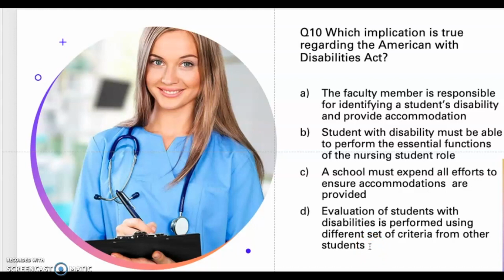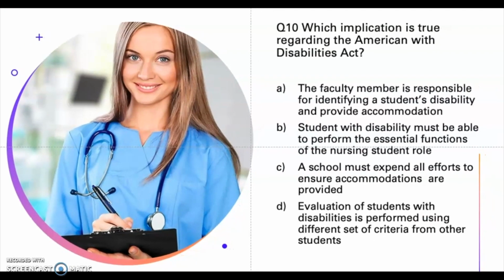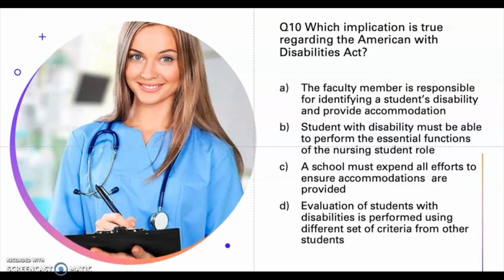So the correct answer is B, students with disabilities. They are required to function the same way as a regular student in the nursing program. The only thing is that they are provided extra time in the classroom. If they have to take an exam, they will probably be accommodated with extra time, but they are required to meet the same standards as a regular student.